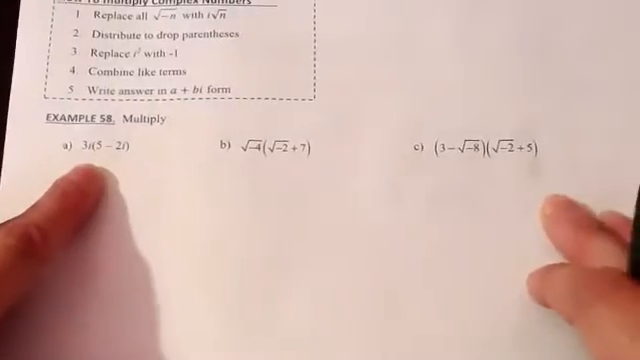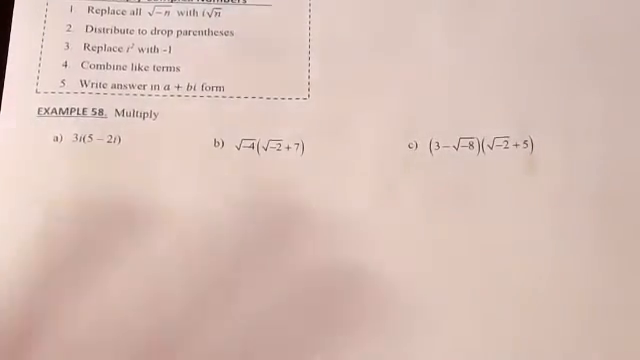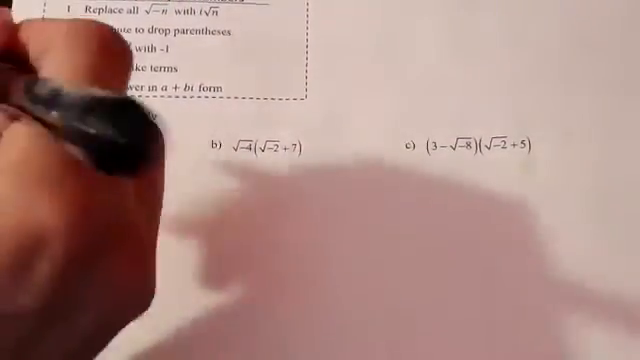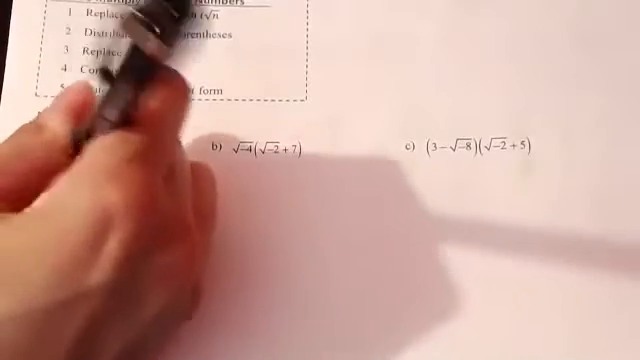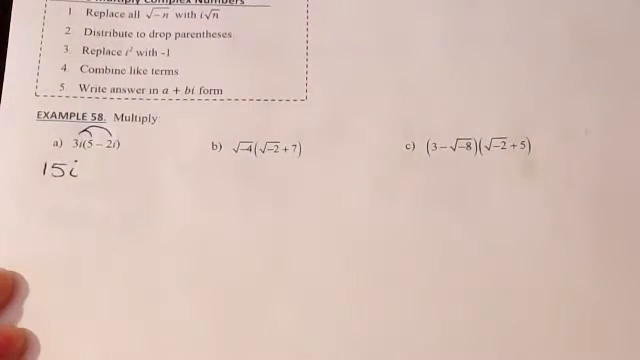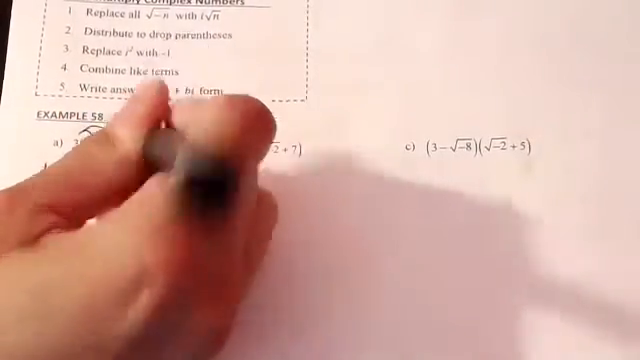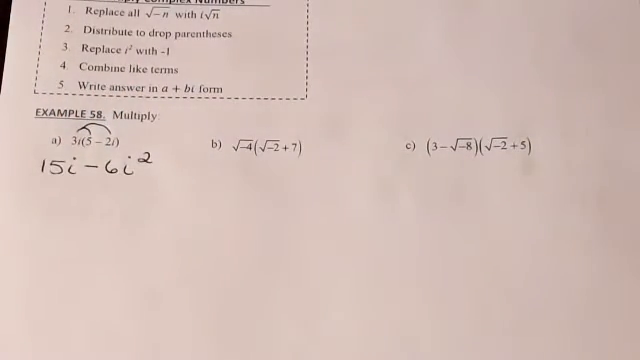This first one is nice because it's already done. You don't have any square roots of negative numbers. So we have 3i times 5 minus 2i. Let's go ahead and distribute. 3i times 5 is 15i. 3i times negative 2i is negative 6i squared, because i times i is i squared. Think back to when you multiplied x's: x times x is x squared.